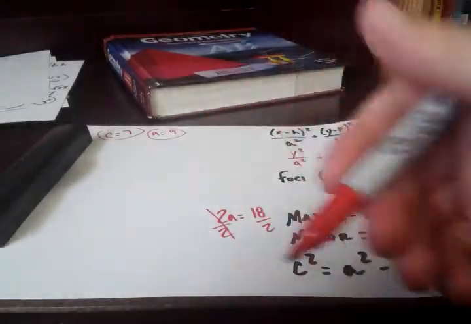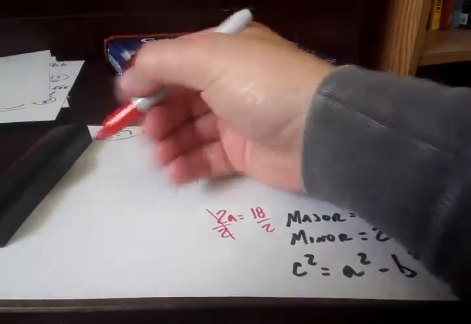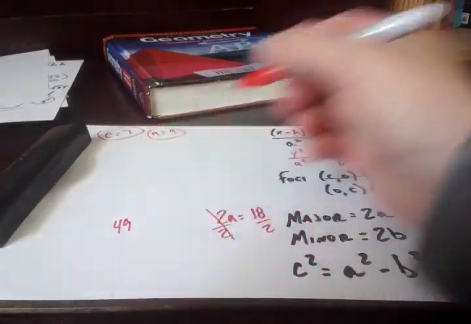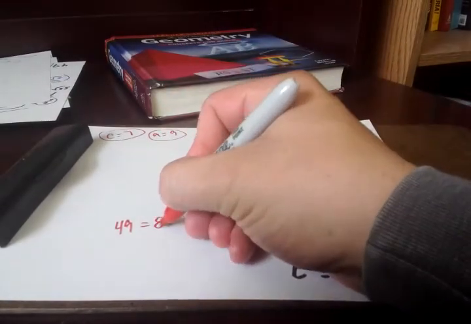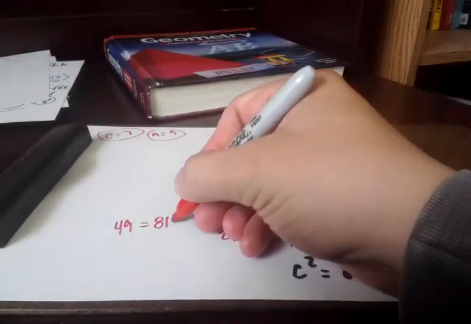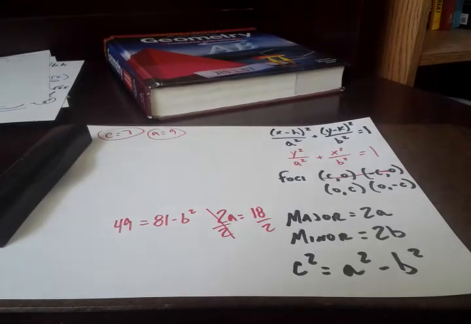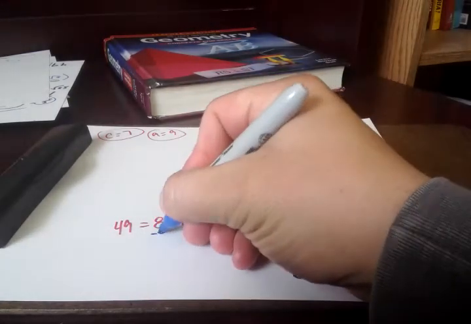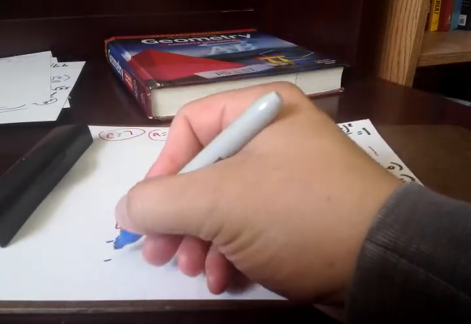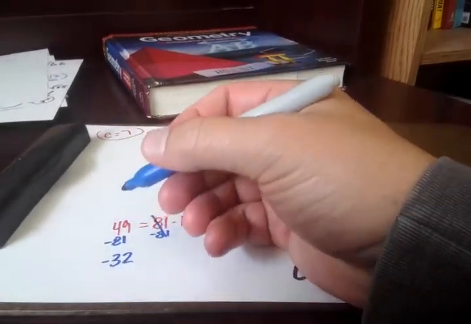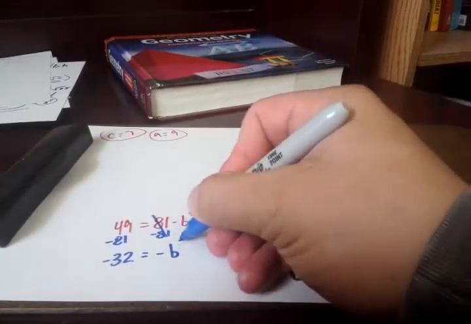We'll plug those in, and we will solve for B. So C squared, right? C squared is obviously 49, right? So I'll say 49 equals A squared, which is 81, minus, now we don't know what B squared is, so it's going to stay as B squared. So I'm going to solve this equation like normal. I'm going to subtract the 81 on the left. 49 minus 81 will have to be negative, is that negative 32? Yes, looks like it's negative 32, is equal to negative, don't forget the negative, B squared.